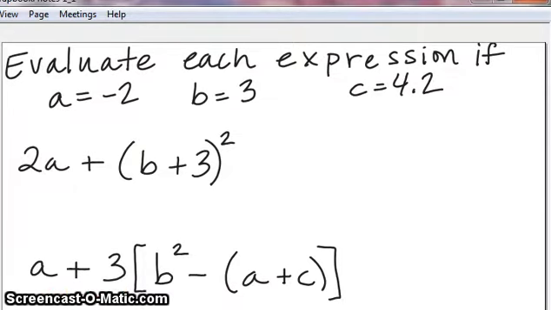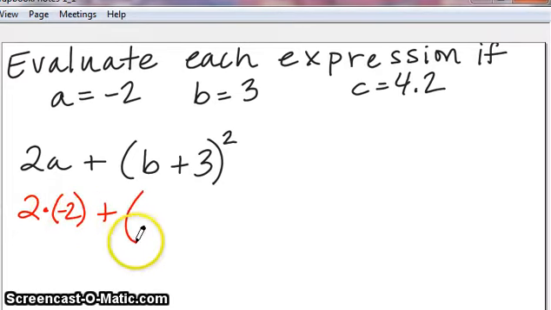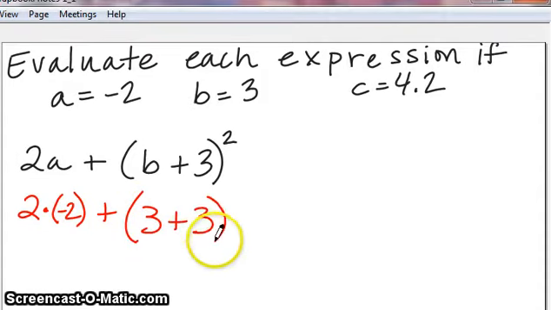So let us begin to substitute in. In our first problem, we have this -2, which is going to go into the A. This 3 is going to go into our B. We have nothing else that we're going to substitute in. So we'll see what that looks like. I'm going to have 2, and since they're written right next to each other, we have 2 times -2, plus, I now have B, which is 3, which I substitute in, plus 3, and B squared.